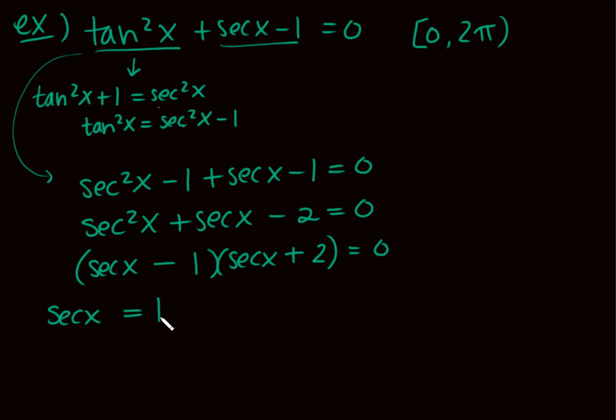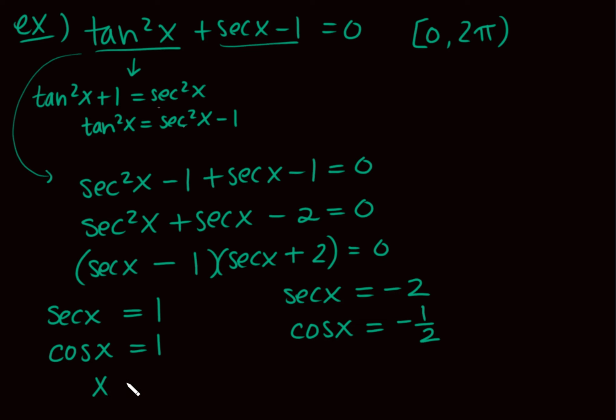All right, so we have two equations to solve. Where is secant equal to 1? And where is secant equal to negative 2? If I flip both sides, that tells me where is cosine equal to 1 over 1, which is also known as 1, and where is cosine equal to negative 1/2? So where is cosine equal to 1 between 0 and 2 pi? At 0, right? Because cosine are your x values.